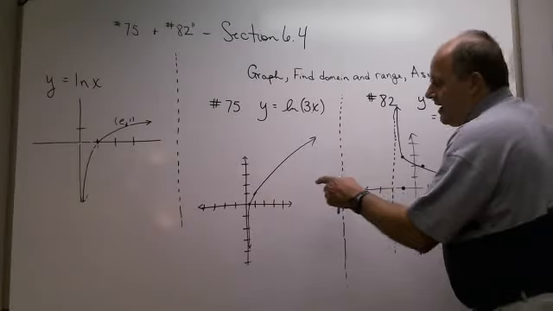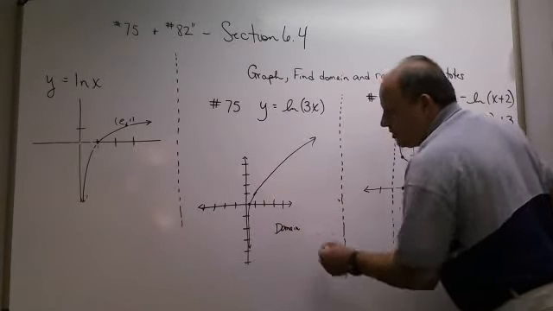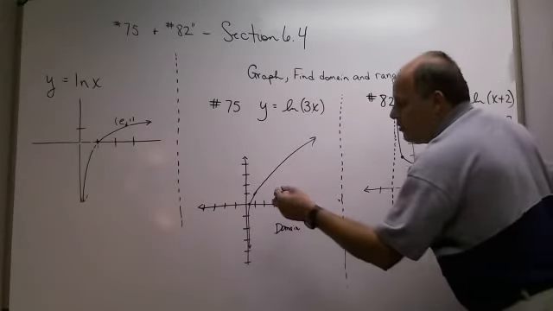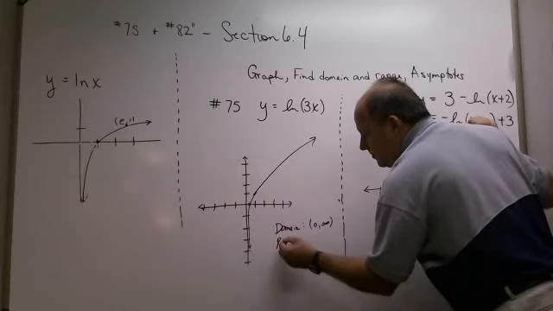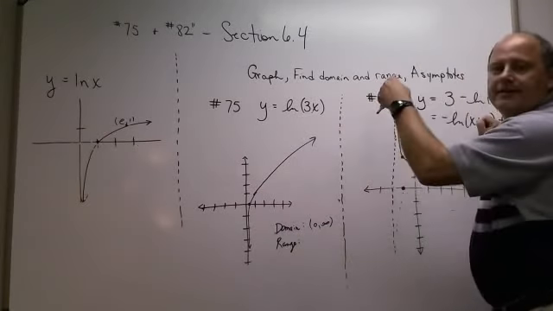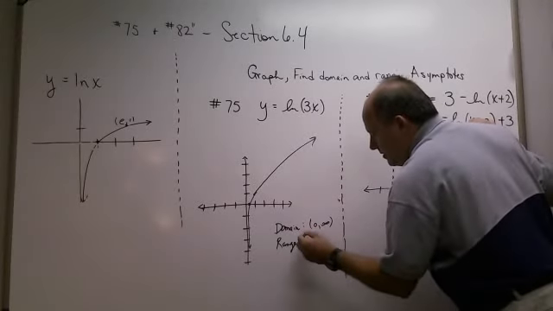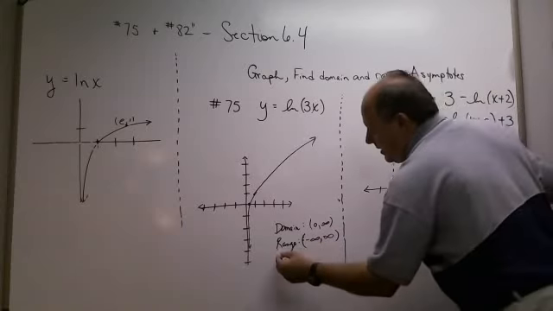Well, on number 75, the domain, just look at the graph. It starts at 0, so it didn't move left to right, so it stays 0 to infinity. The range, negative infinity, and it goes up to positive infinity. So, oops, there we go.